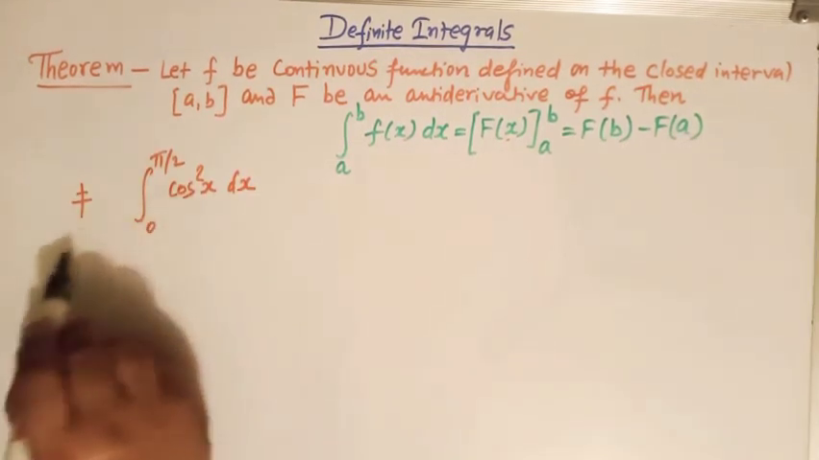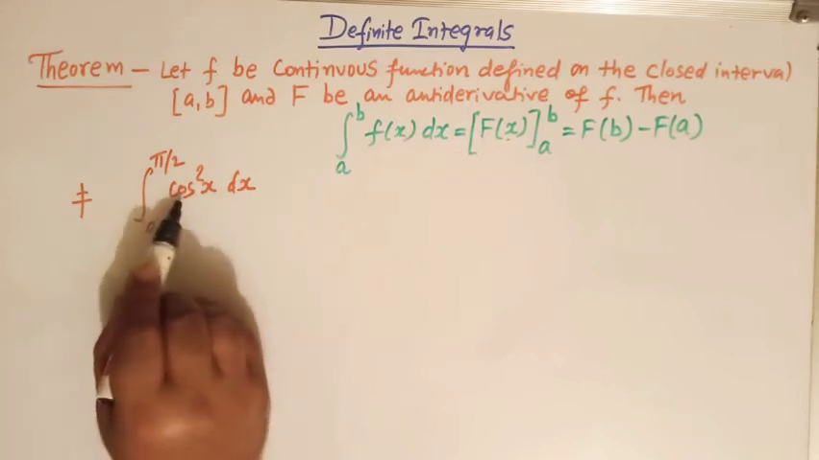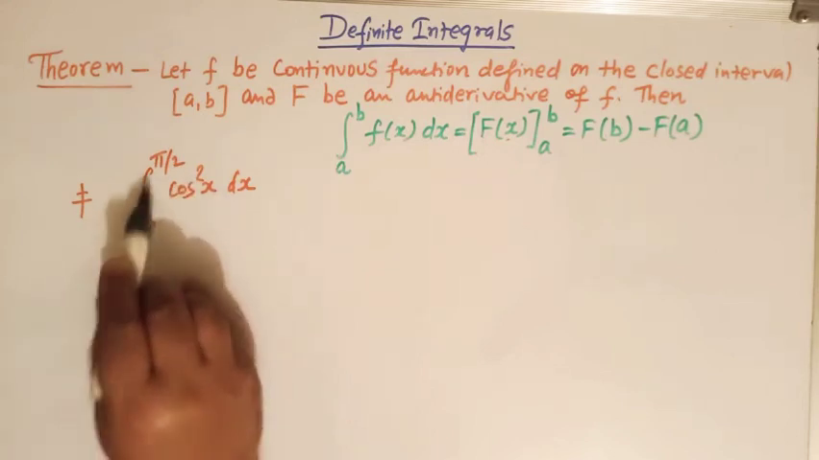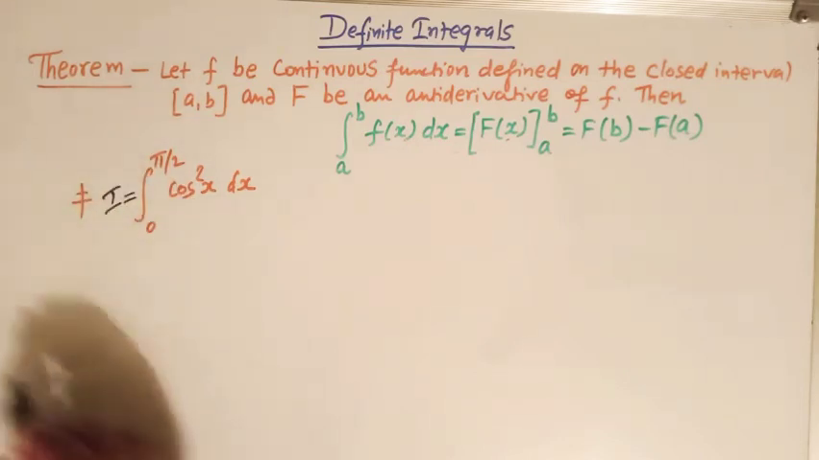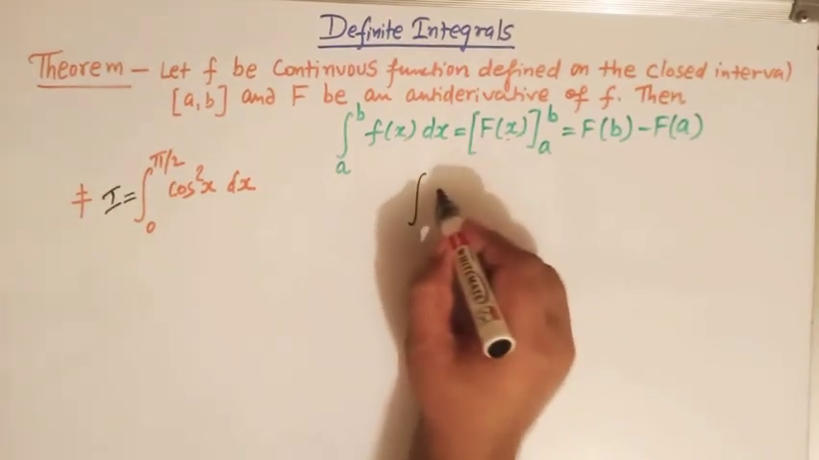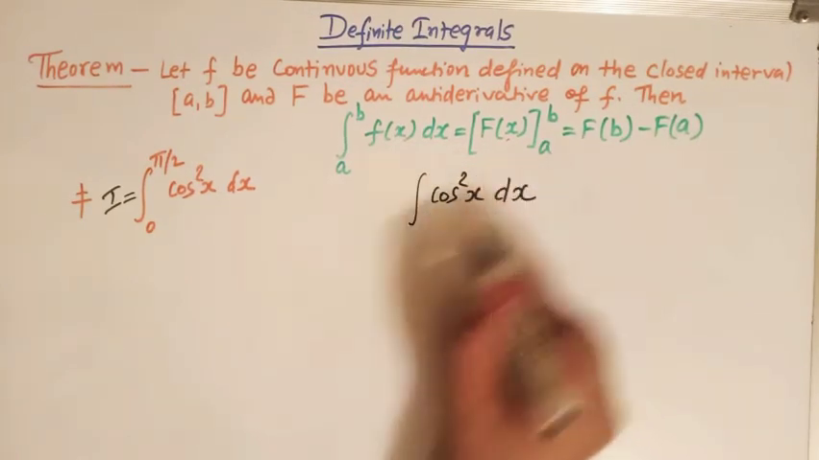Now viewers, let us take this definite integral. Here we have to integrate cos square x from 0 to pi by 2. So let us call this integral I, and now we have to find the indefinite integral of cos square x.